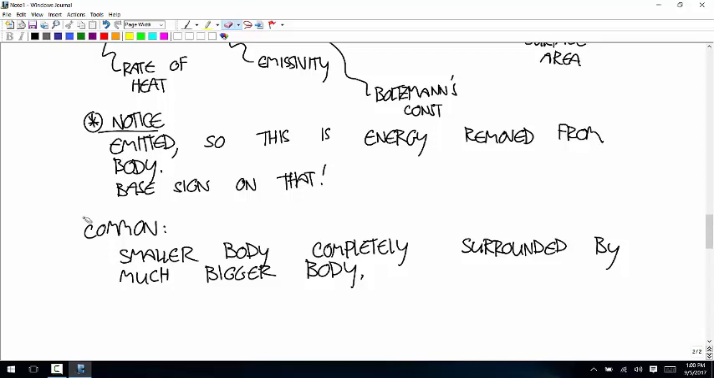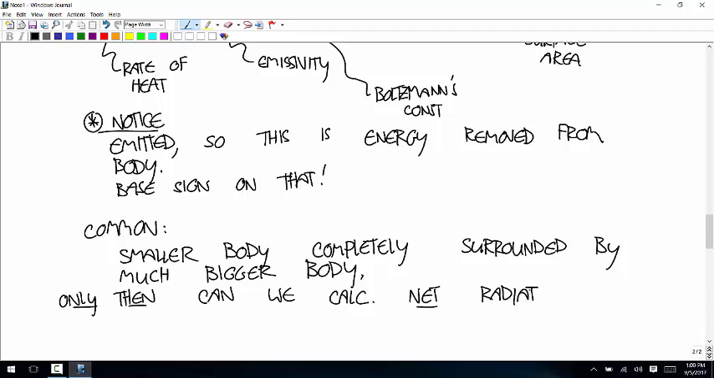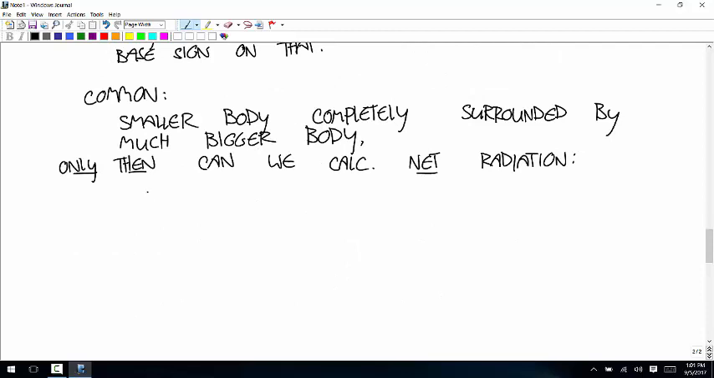But in this one case, if you have a smaller body that's completely surrounded by a bigger body, we can actually calculate the net rate of radiation. So only then can we calculate the net radiation. And that follows the formula Q dot E, the rate of net radiation, is equal to the emissivity times Boltzmann's constant times the area that's surrounded by the bigger body, times the quantity temperature of the body to the fourth minus the temperature of the surroundings to the fourth.